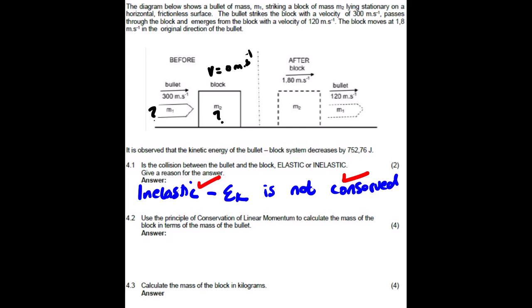Use the principle of conservation of linear momentum to calculate the mass of the block in terms of the mass of the bullet. So we should understand that in terms of the mass, this simply means that our answer will not be a numerical figure, since we have m1, m2. So our answer will have m1, m2.